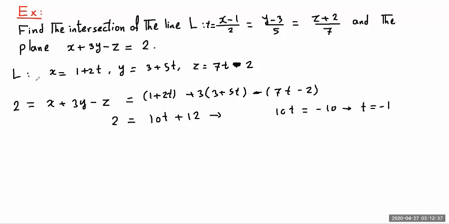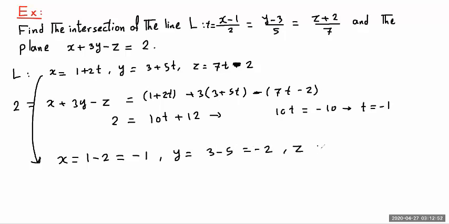So now let's go back to these equations for x, y, z. So x equal 1 minus 2 equal minus 1, y equal 3 minus 5 equal minus 2, z equal minus 7 minus 2 equal minus 9. So the intersection of the line L with the plane B is the point minus 1, minus 2, minus 9.